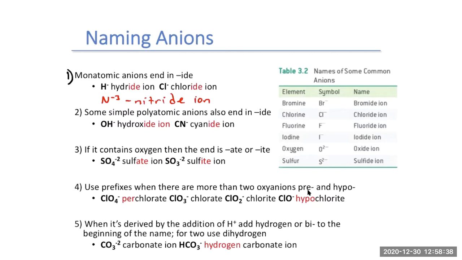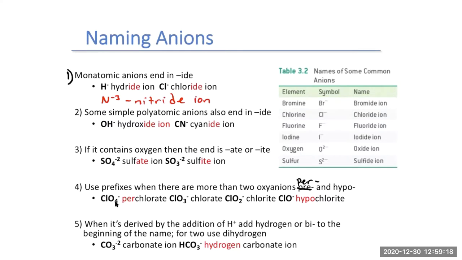So I'd add per, or hypo. So per goes with the one with the higher number of oxygens, hypo goes with the one with the lower number. So I'll use the chlorine ones as an example. And the ones that have more than 2 oxyanions typically are connected to a halogen. So your chlorines, your bromines, your iodines, they tend to have more than 2 oxygen states.